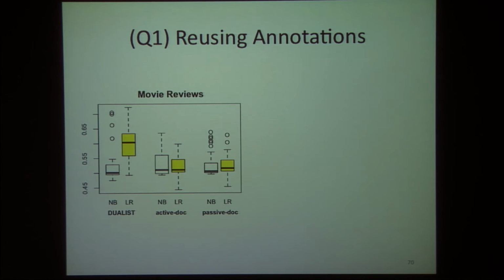And so here's some results with respect to question 1. So this is reusing their annotations for logistic regression training. This is under the DUALIST condition. This shows the distribution of the accuracies on the movie reviews corpus of the Turkers interactively training a classifier for the movie reviews corpus. It's a very difficult task. On average, about 50% accuracy, and there's 2 labels. However, if we then use these annotations to train a logistic regression post hoc, the accuracy goes way up.